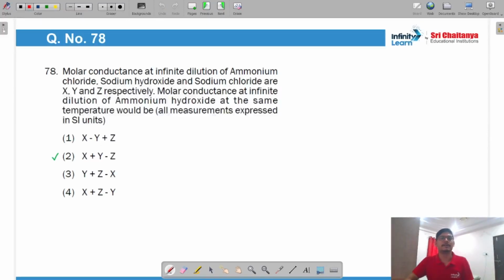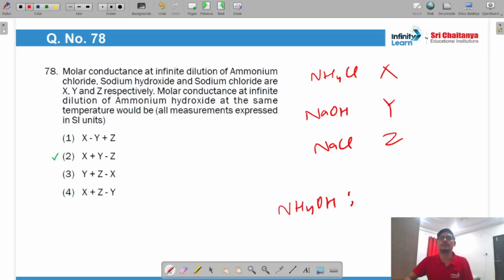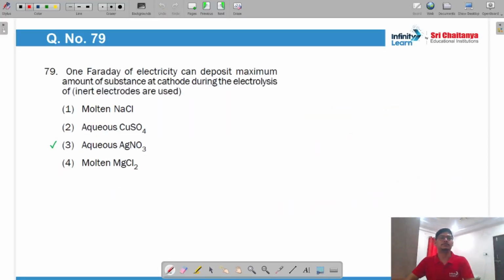Molar conductance at infinite dilution for ammonium chloride is X, for sodium hydroxide it is Y, and for sodium chloride it is Z. Now I want to find the molar conductance at infinite dilution for ammonium hydroxide. So basically I need two ions: ammonium, which I'll get from X, and hydroxide, which I'll get from NaOH, so plus Y. But I don't need the other two ions, so I'll subtract Z from it. So X plus Y minus Z will be the correct answer.